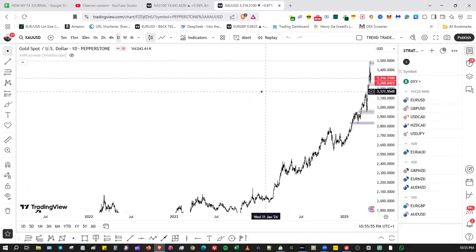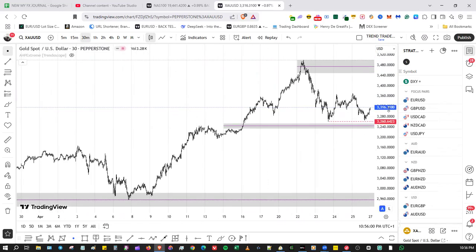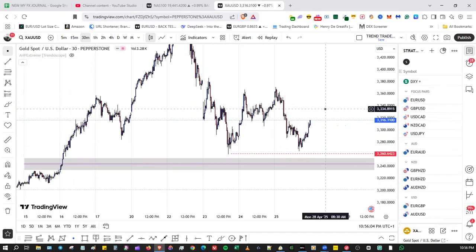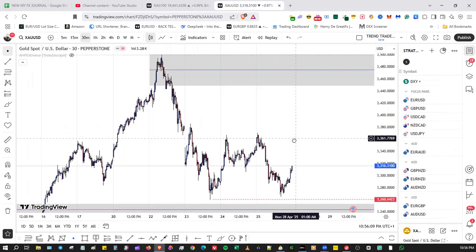Then for gold, I don't have any setup on gold. I don't have any harmonic setup on gold. I always engage if I have a harmonic setup. Okay, for now, I don't have any harmonic setup on gold.